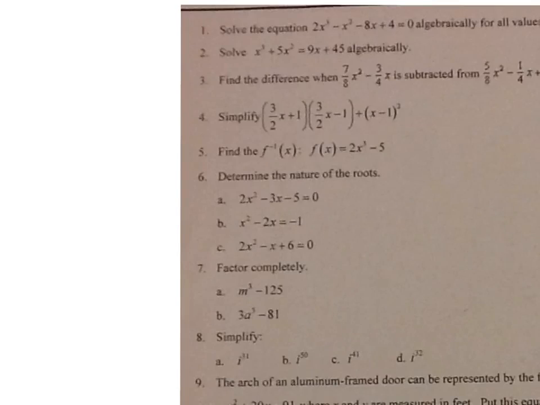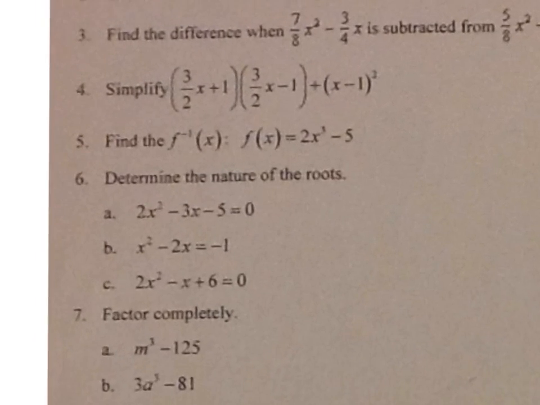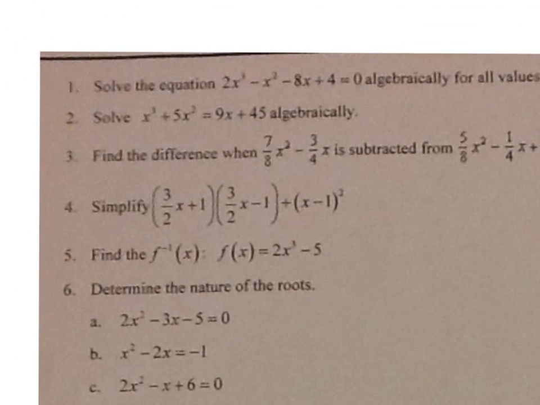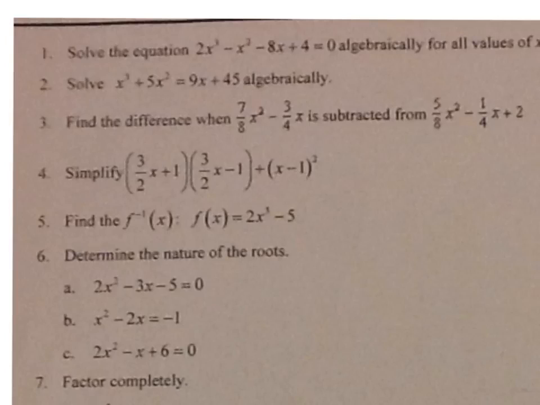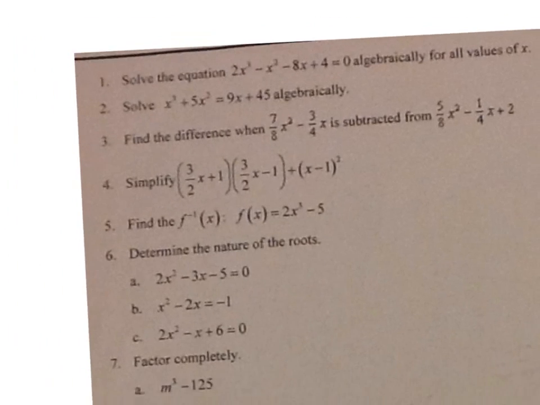Okay, so I'm going to go over the review sheet with you guys. Number 1 says to solve the equation 2x to the third minus x squared minus 8x plus 4 equals 0 algebraically for all values of x. So you have to think factor, grouping, quadratic formula, complete the square. What you should notice right away is that there are 4 terms here, and when there are 4 terms, you want to solve this by grouping.